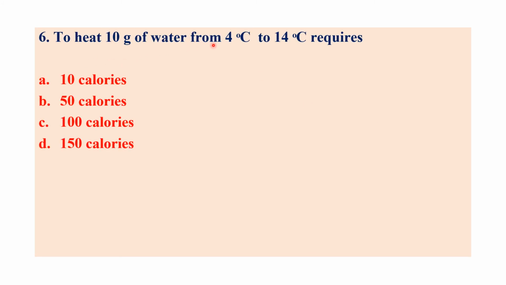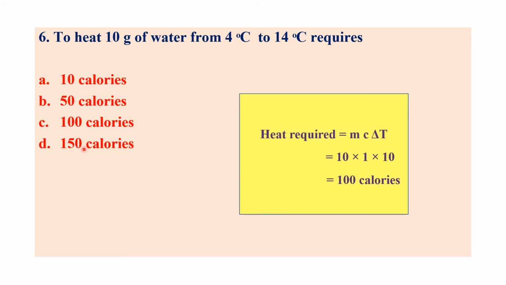To heat 10 gram of water from 4 degrees C to 14 degrees C requires 10 calories, 50 calories, 100 calories, or 150 calories. According to the heat equation, m is mass, c is specific heat capacity, and delta T is the difference in temperature. The mass of water is given, that is 10 gram. The specific heat capacity of water in calories is 1. Delta T is the difference of these two temperatures, 14 minus 4, which is 10. By solving this, we get 100 calories. So 100 calories is the answer.